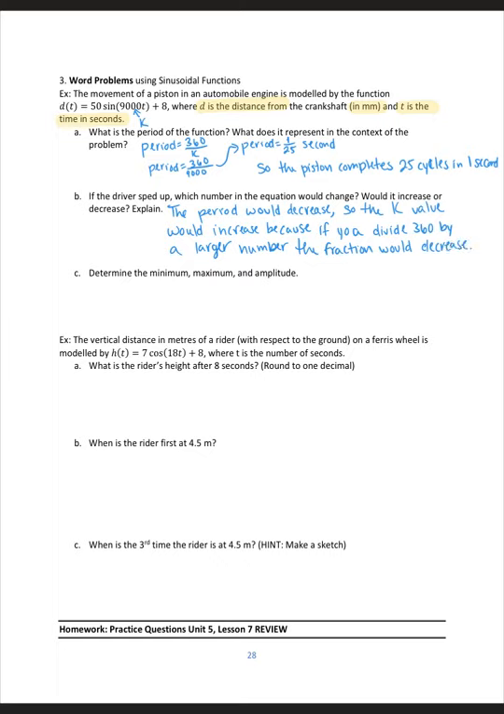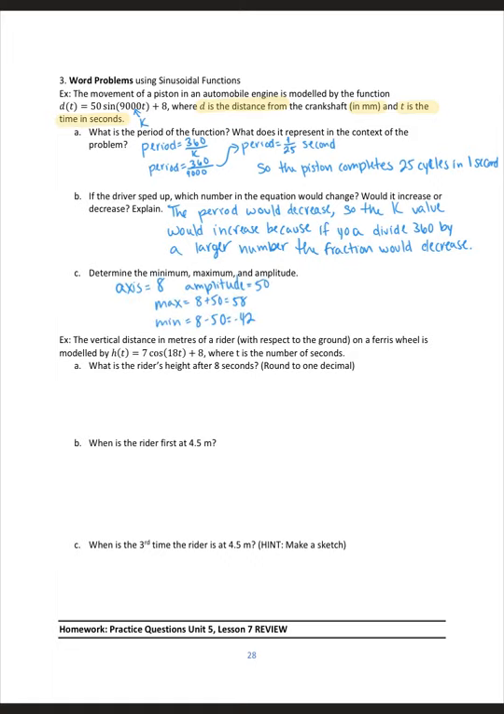Right? So if you're trying to make a fraction smaller, then you need to either decrease the numerator or increase the denominator. We can't control the 360, that's what it is, but we can fluctuate that K value. So if we increase that K value, it will decrease our period overall. Okay, pause the video and see if you can determine the minimum, the maximum, and the amplitude of this function.